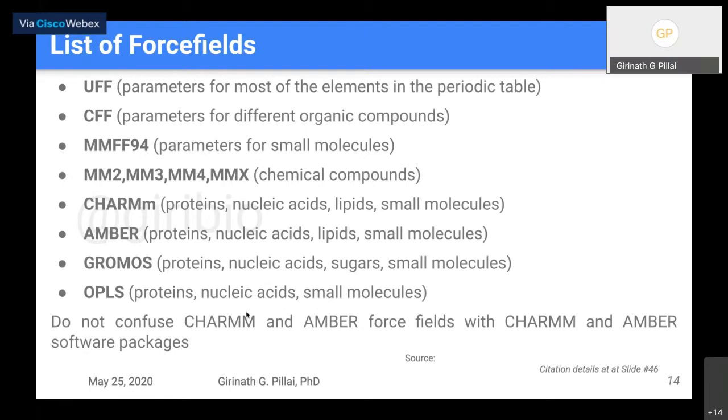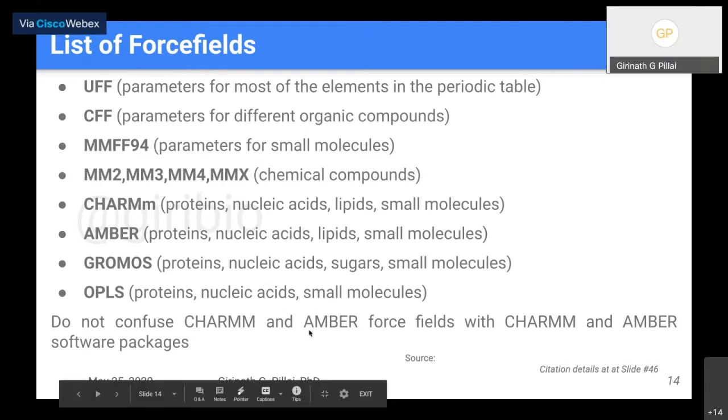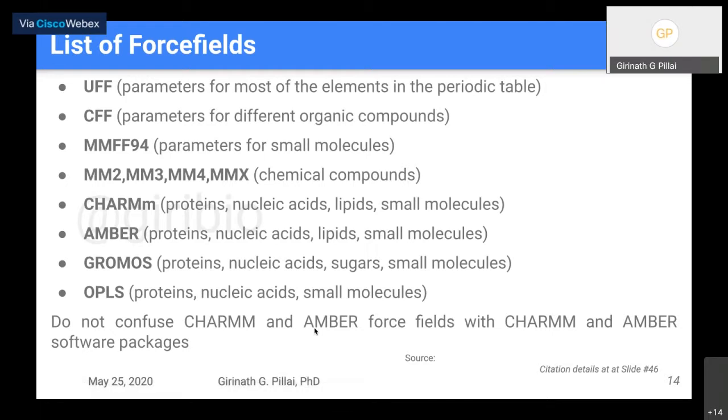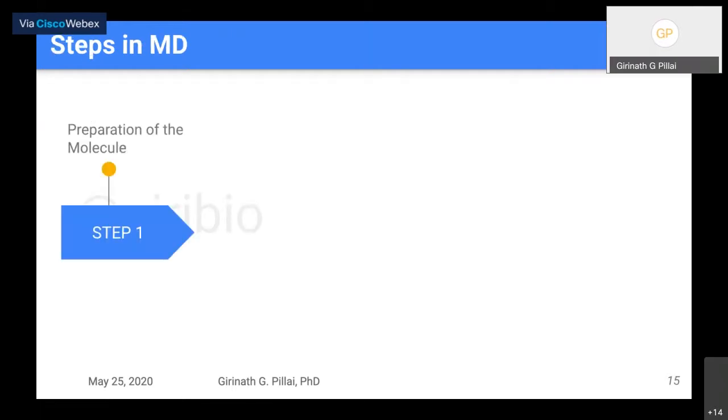Kindly don't get confused between the CHARMM force field and the software. CHARMM has force fields called CHARMM22, CHARMM36. These are all force fields. But just CHARMM will be a molecular dynamics package. Similarly, AMBER is also there. AMBER 19, AMBER 20 is software, but AMBER 98, AMBER 99, FFSB, these are all force fields. So don't get confused with these similar terms.